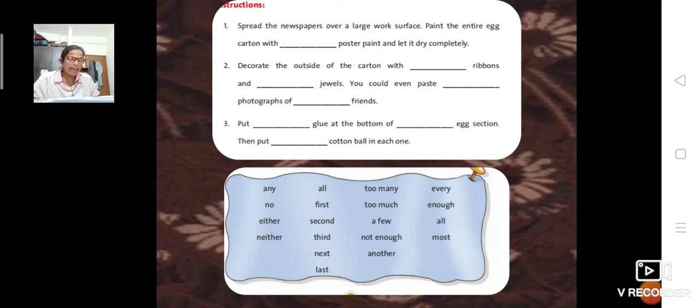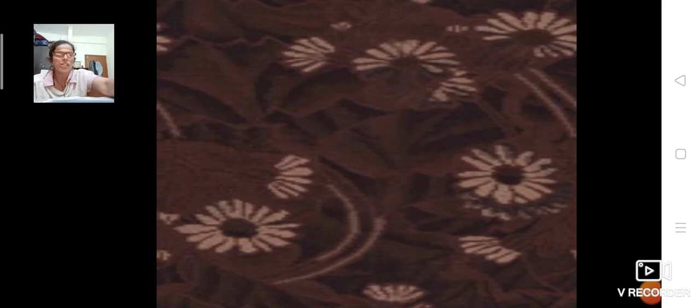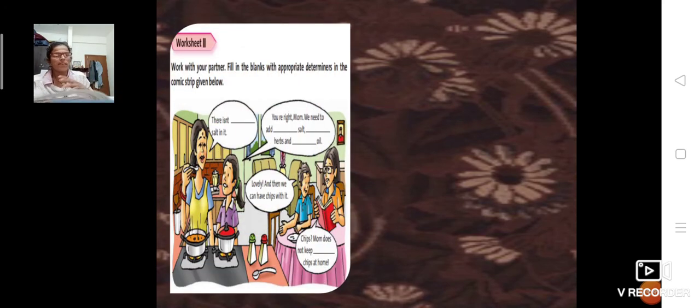Yes, here they are. Any, all, too many, every, no, first, too much, enough, either, second, a few, all, neither, the third, not enough, most, next, another, last. So these are the words, they are also determiners. Shall we go with the next page? Yes, here we have page number 12.